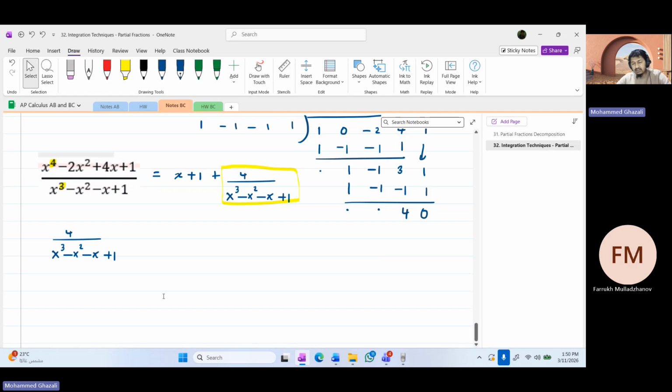So we have to check if we can decompose this a bit further. Now, how can we decompose this a bit further? By factorizing the denominator. I need to factorize the denominator first.